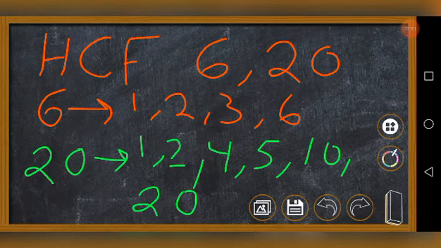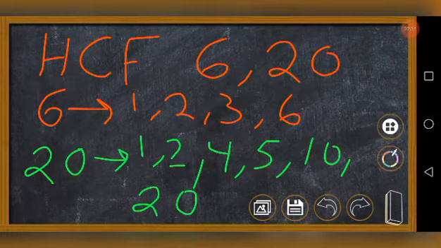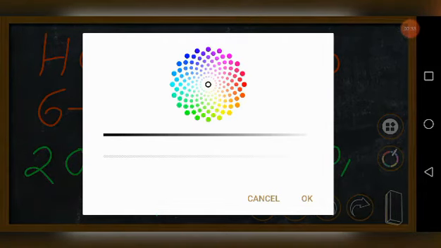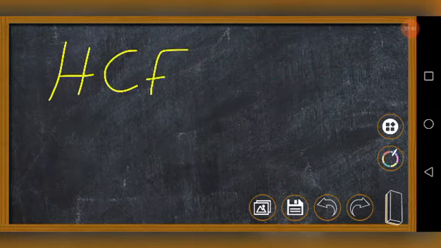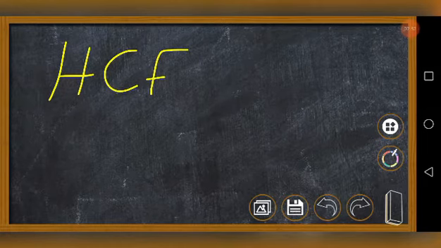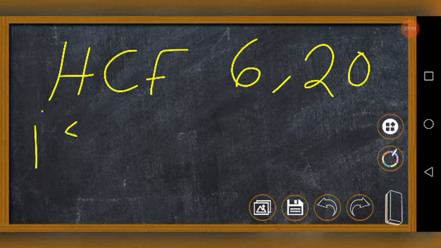Now, what are the common factors between 6 and 20? We have only one common factor between them, which is 2. So 2 is the highest common factor. The highest common factor of 6 and 20 is 2.